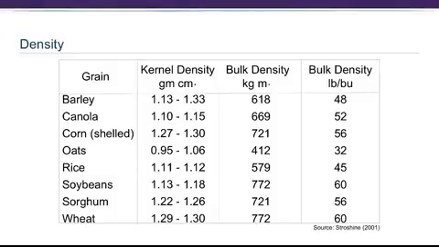The bulk densities, again, can vary with the type of grain, from the smallest for oats, 412 kilograms per cubic meter, or 32 pounds per bushel, up to the heavier grains like soybeans and wheat with 60 pounds per bushel, or 772 kilograms per cubic meter.